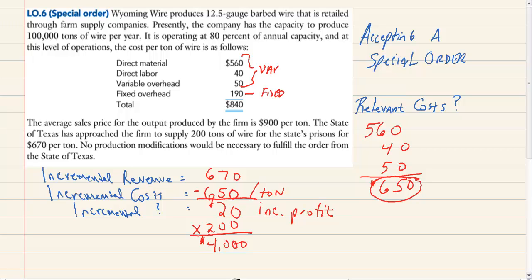Sometimes we may accept an order at a slight loss if it means maybe we could develop a business relationship and get our foot in the door. Now, obviously, we don't want to make a habit of doing that, but it is something to consider. But most of the time, if we're talking about accepting a special order, we want to make sure we're making a profit on that order.